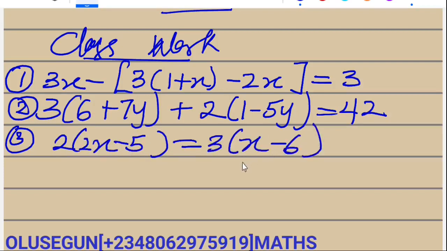So please, this is a wonderful classwork. 3x minus bracket open, 3 brackets, 1 plus x minus 2x bracket closed is equal to 3. 3 brackets, bracket opened, 6 plus 7y, bracket closed, plus 2 brackets, 1 minus 5y is equal to 42. Number 3, 2 brackets open, 2x minus 5, bracket closed is equal to 3 bracket open, x minus 6. Please solve this for me and let me know.